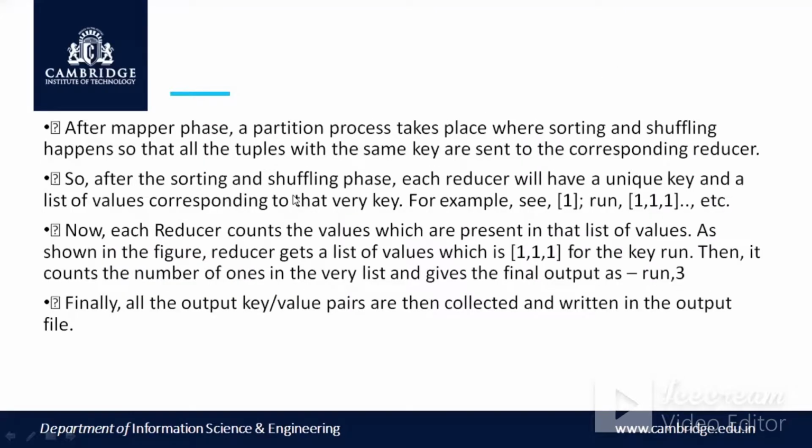After the mapper phase, the partition phase takes place where sorting and shuffling happens so that all tuples with the same key are sent to the corresponding reducer. So after the sorting and shuffling phase, each reducer will have a unique key and a list of values corresponding to that very key. Each reducer counts the values and reduces the count to the number of appearances of that particular word. Finally, all output key value pairs are collected and written into the output file.